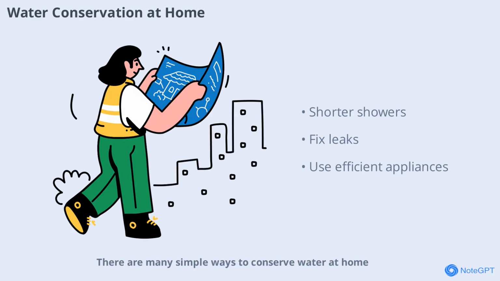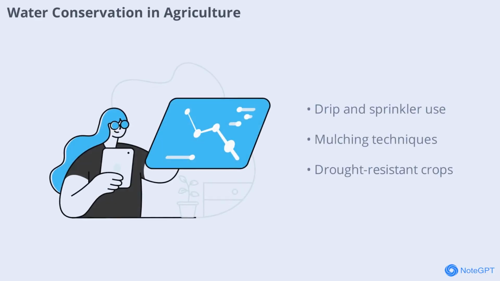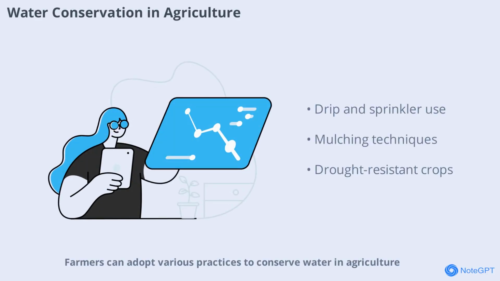There are many simple ways to conserve water at home. These include taking shorter showers, using buckets instead of hoses, fixing leaks, and installing water-efficient appliances. Every drop saved at home contributes to the larger goal of water conservation and helps ensure that water remains available for all.